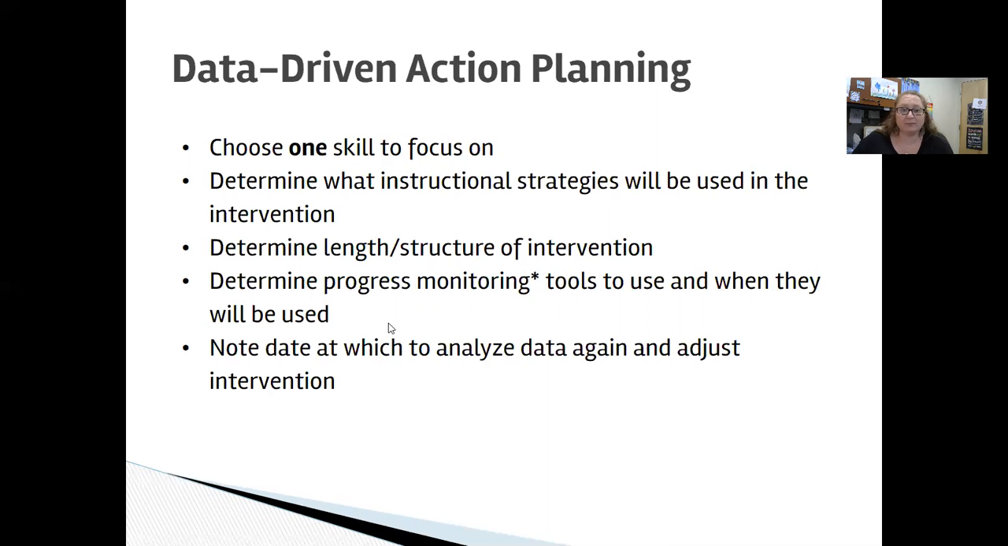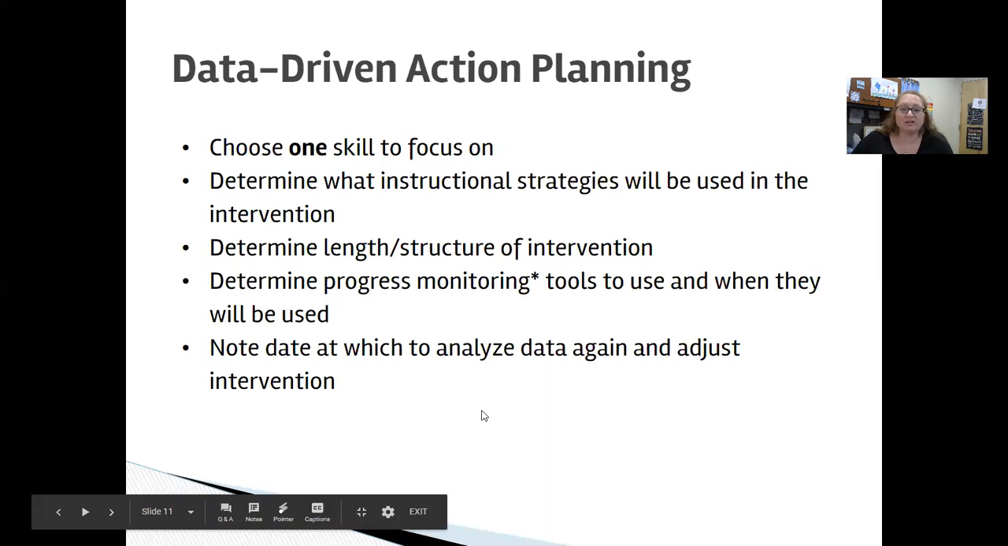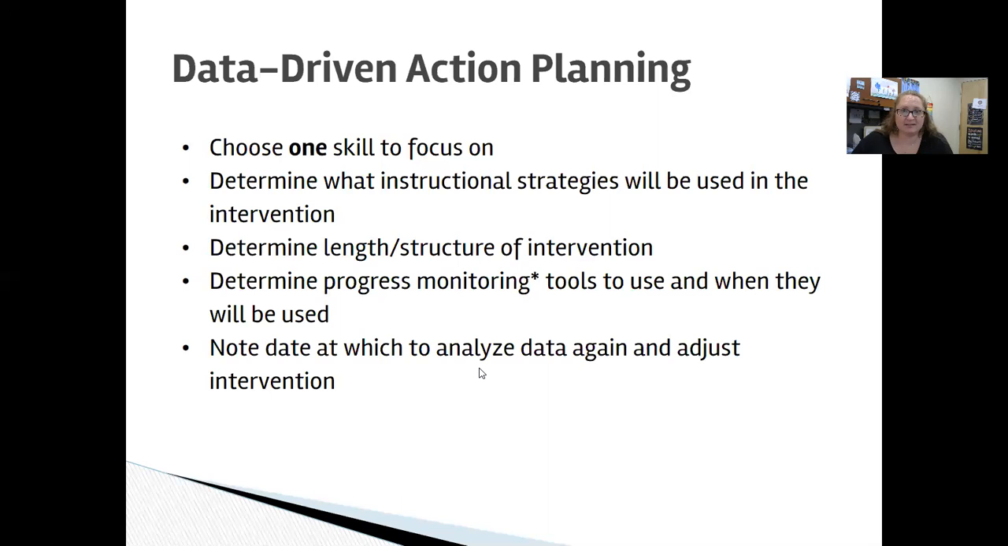Then you're going to determine the progress monitoring tools you're going to use and when they're going to be used. So now in this case, you could use exit tickets as a progress monitoring tool, right? It's already developed. Why recreate the wheel? But you've got to figure out when. That's going to depend on what your intervention is structured like. If you're going to meet every day, you might progress monitor every 3 days. If you're meeting 2 or 3 times a week, you might progress monitor once a week. And then you're going to note the date at which to analyze data again and adjust the intervention.